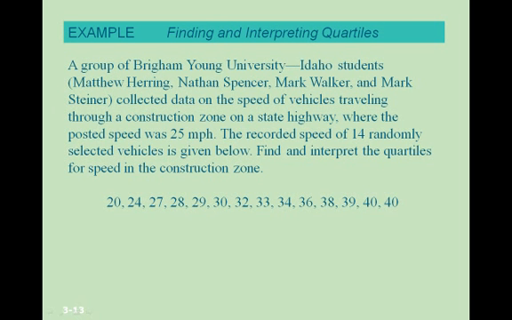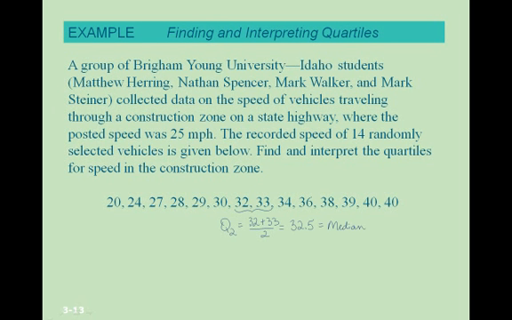Notice that the data is already in ascending order, so we can move on to step 2. Since there are 14 observations, the median, or the second quartile, is the mean of the middle two observations, which would be the 7th and 8th. So Q2 will be equal to (32 + 33) / 2, or 32.5. This is also equal to the median.